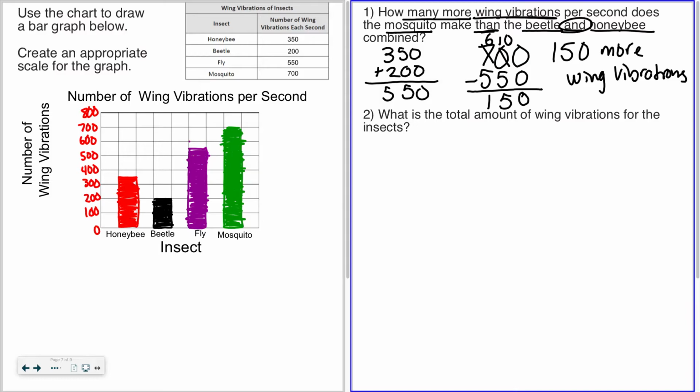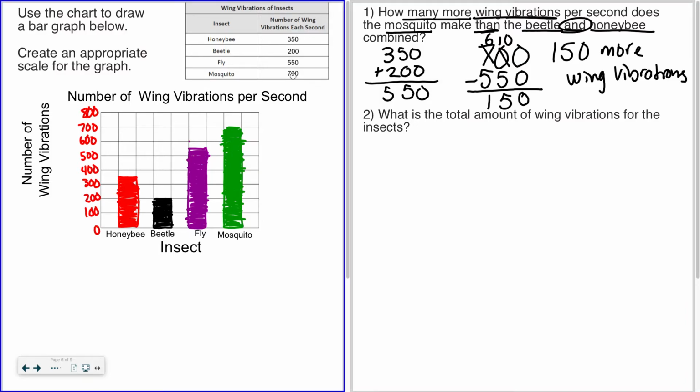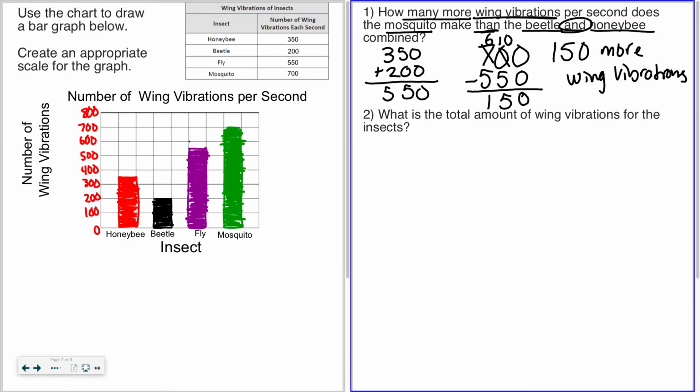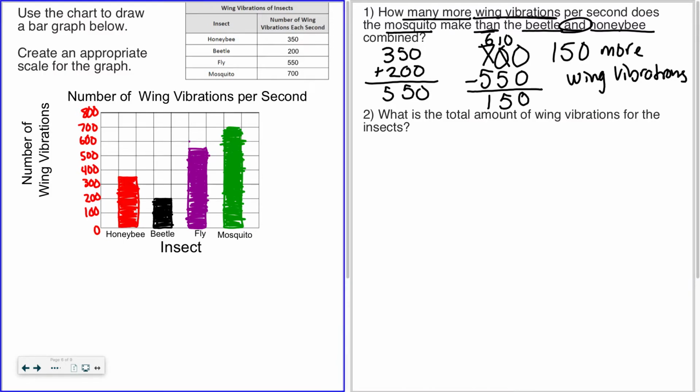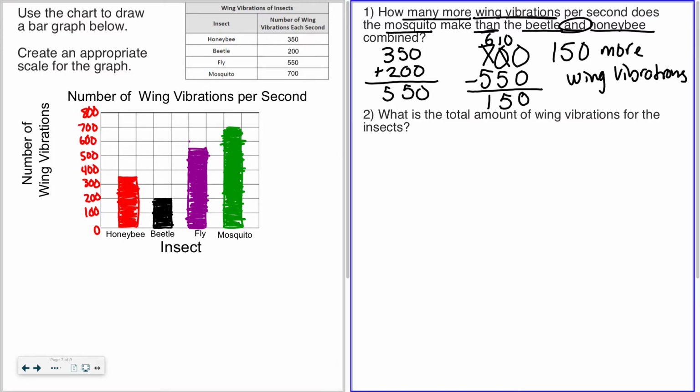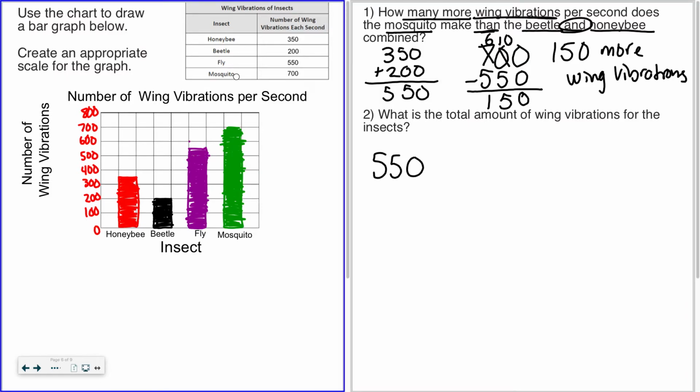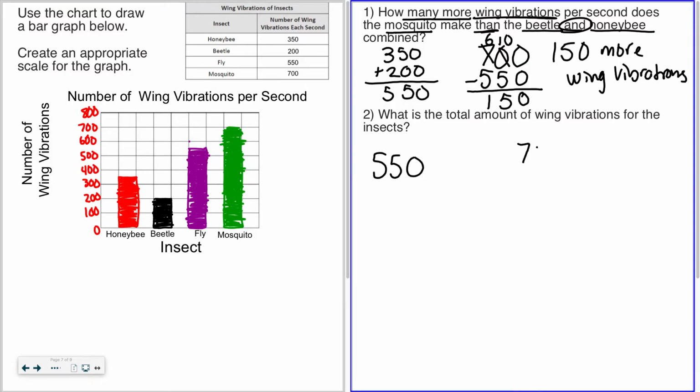So if I want to find the total amount, I have to add up all these amounts. So I would add up the honeybee, beetle, fly, and mosquito, right? Because it says the total amount for all the insects. So I already added honeybee and beetle, right, before. So I know that honeybee and beetle are 550. I want to add fly and mosquito to that amount as well. So I'm going to add fly and mosquito separately.